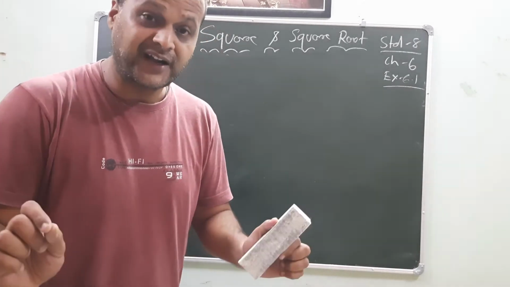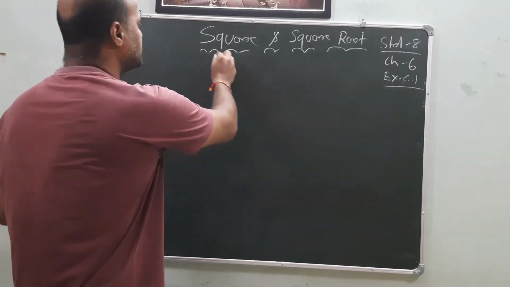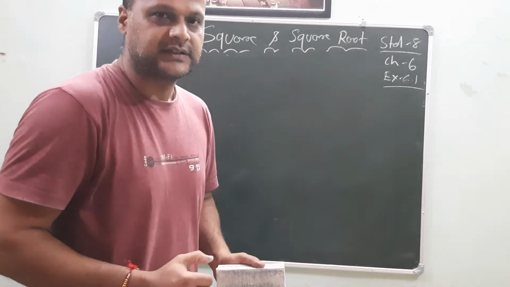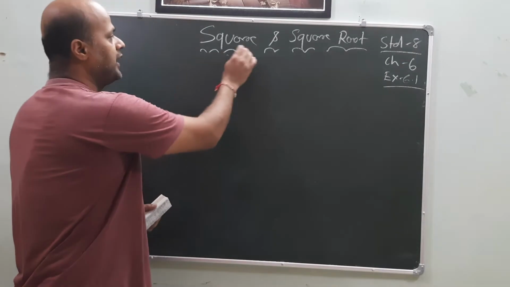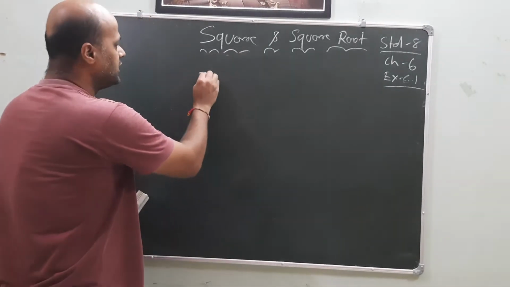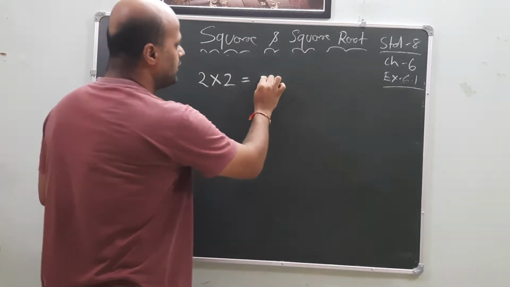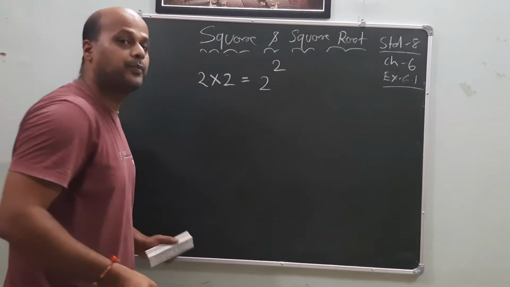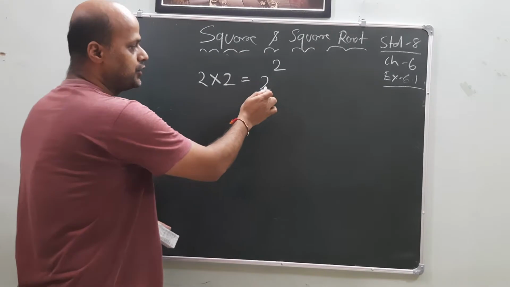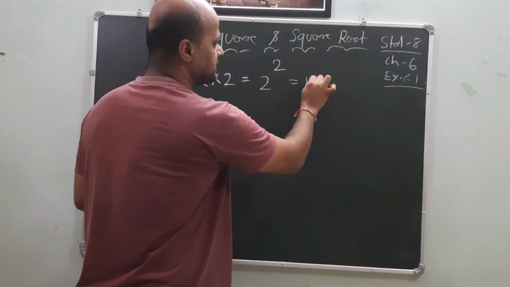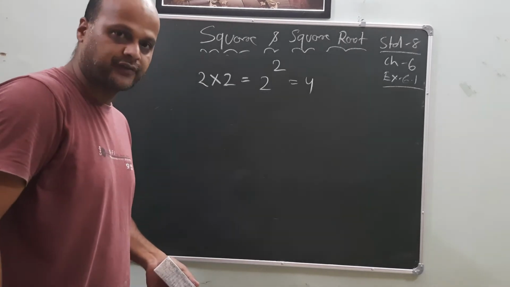What are the general terms? What is a square? Previous classes you have studied it. Let's go for the simple process. Square is nothing but if I multiply two similar numbers, then it will be written in the exponent form or power form. Then I will say 2 square. I will read it like that. 2 square is how much? It is 4. Understood my dear friends?